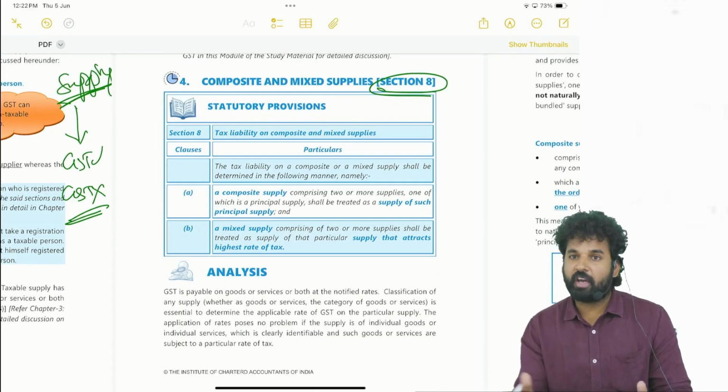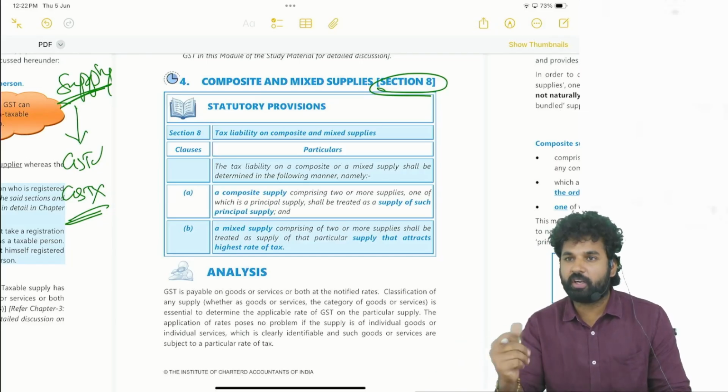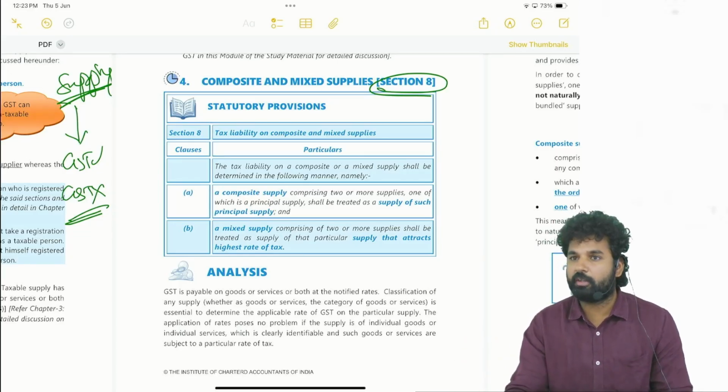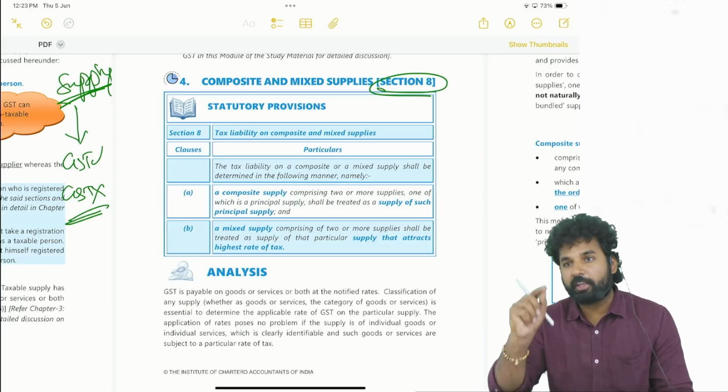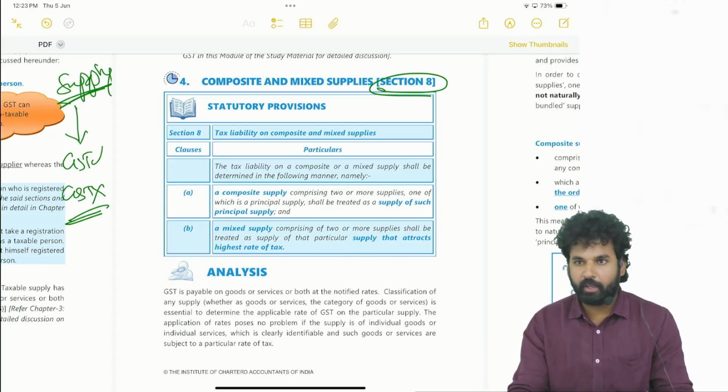Whenever it is a case of wallet and a belt, belt is taxed at 12%, wallet is taxed at 18%. This is a case of mixed supply. Mixed supply means it is not naturally bundled. It is by their wish that they combined it. In such cases, which rate has to be taken? Highest rate has to be taken. So this is the concept of composite supply and mixed supply.